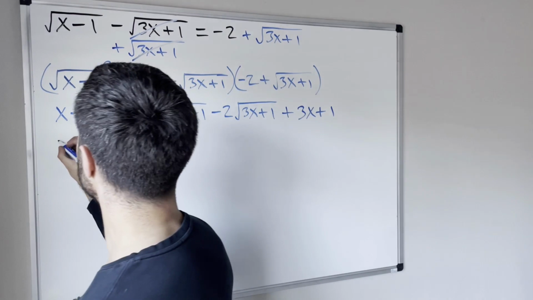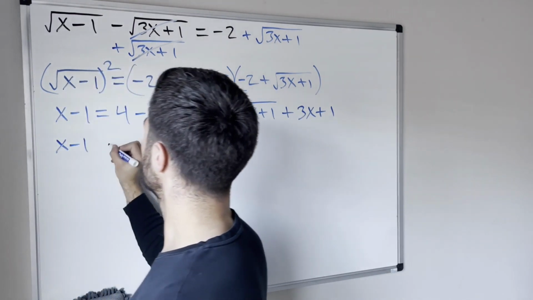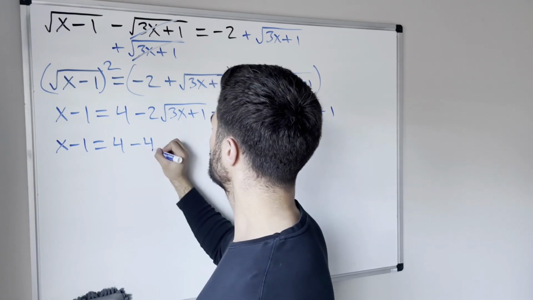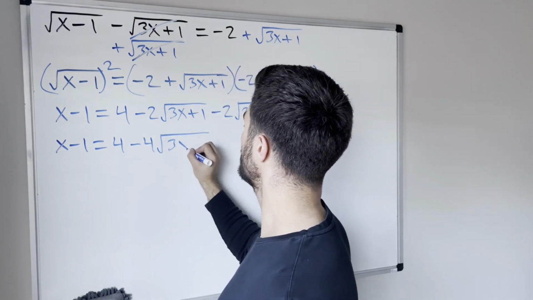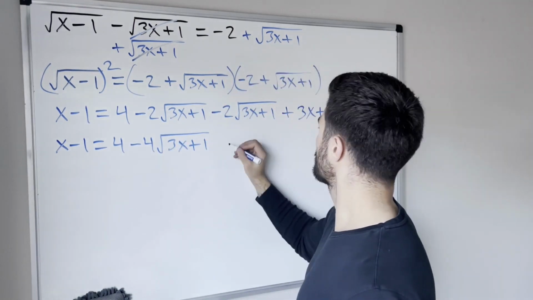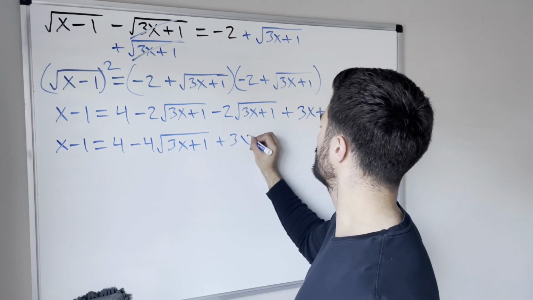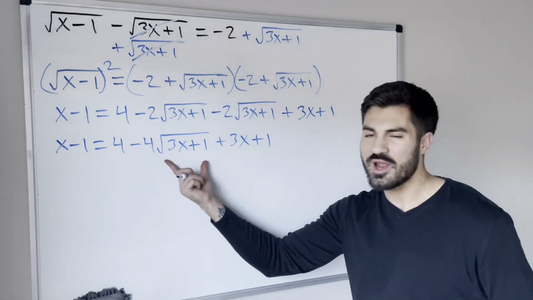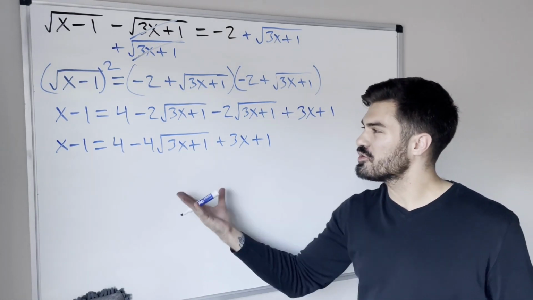So let's go ahead and do that. x minus 1 on the left-hand side. 4 minus 4 times the square root of 3x plus 1 plus 3x plus 1. Okay, so this is where we're at now. So again, we have one radical now. So now we just have a radical equation.